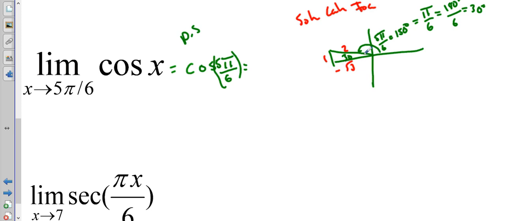This is negative because x is negative over here. y is positive. So we just worked it out. Cosine is going to be negative square root of 3 over 2, because that's adjacent over hypotenuse.